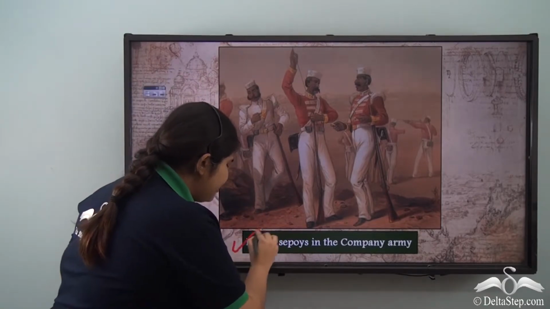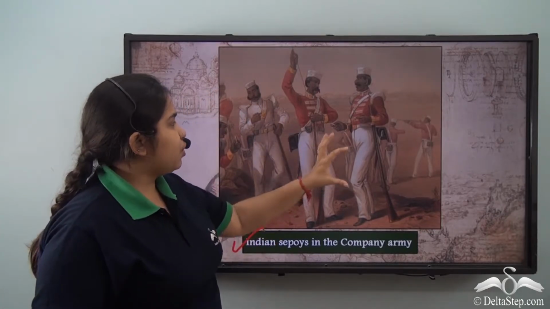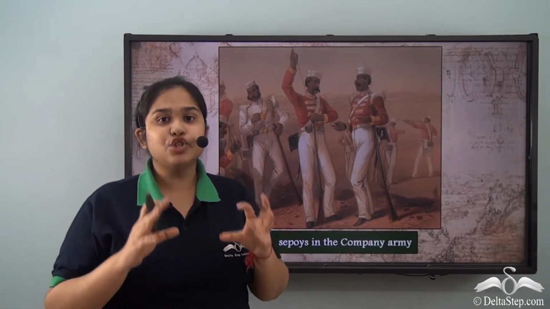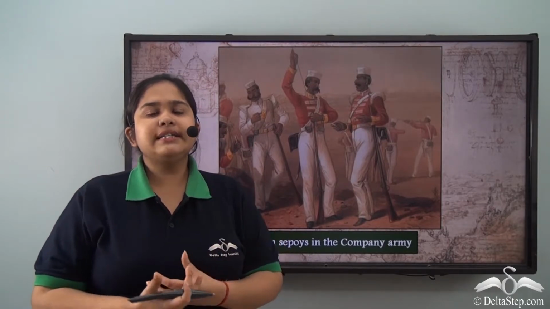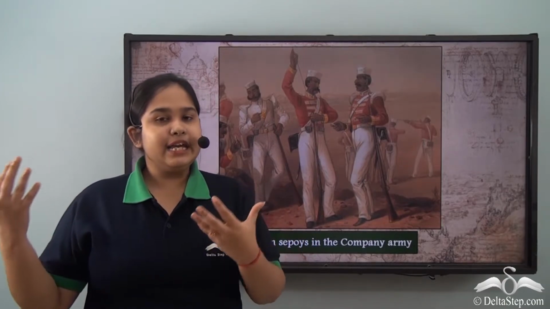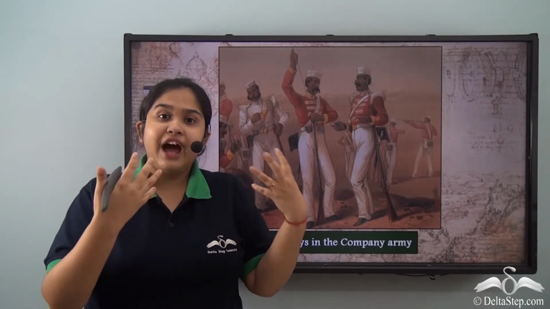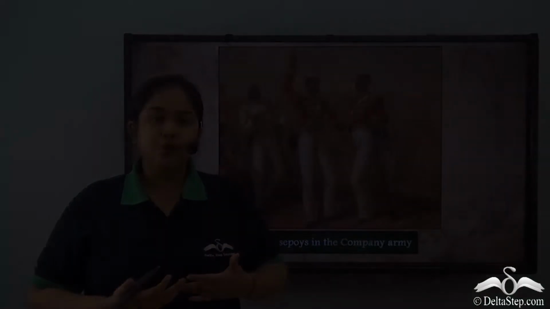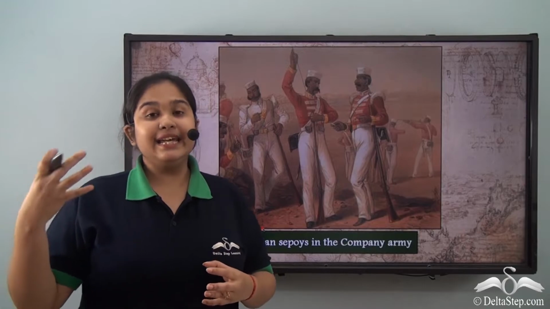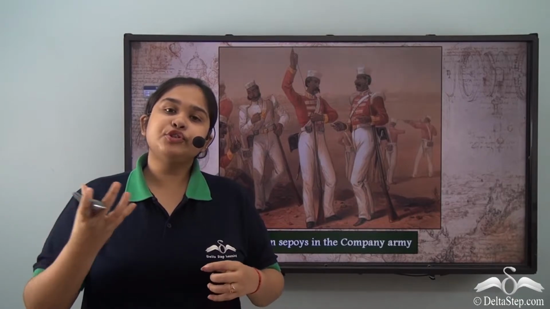So, here is a picture of the Indian Sepoys in the company army. These were the people who were under the British army, and they were Indian soldiers. Now, because the entire aspect of the British was economic and revenue driven, and they were here to derive revenue out of everything that they do, they also had to keep in mind that these Indian soldiers appointed under the British army were also to be kept in check.